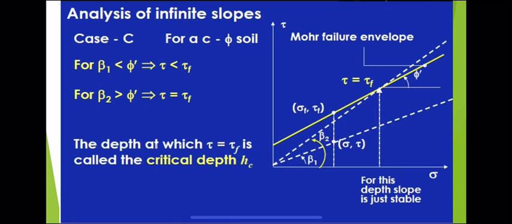For a c phi soil, whenever the beta value is greater than phi dash, tau is greater than tau f. When the beta value is equal to phi dash, tau is equal to tau f. From the figure we can observe tau is equal to tau f. We have drawn the graph at beta 1, beta 2, and sigma and tau, for the stable condition and failure condition. The depth at which tau is equal to tau f is called the critical depth.